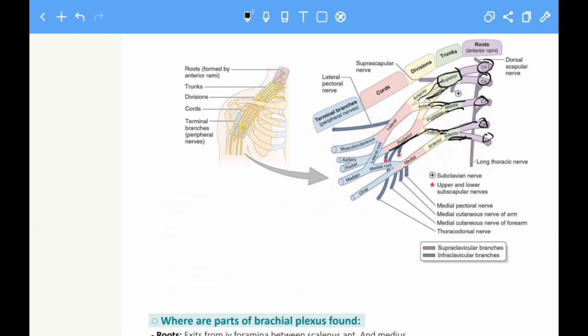While the upper trunk anterior division will unite with the middle trunk anterior division to form the lateral cord, which gives the musculocutaneous nerve, the lateral root of the median nerve, and the lateral pectoral nerve. The lateral root of the median nerve unites with the medial root of the median nerve to form the median nerve itself. The medial root comes from the medial cord, which is an extension of the anterior division of the lower trunk.